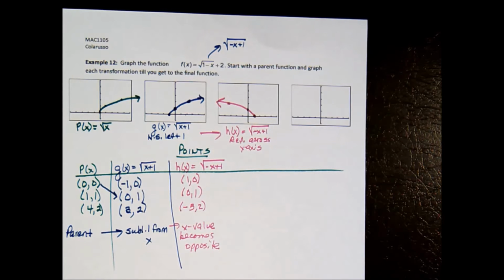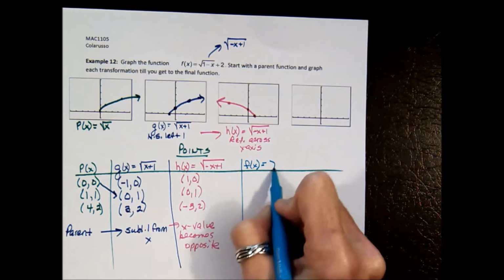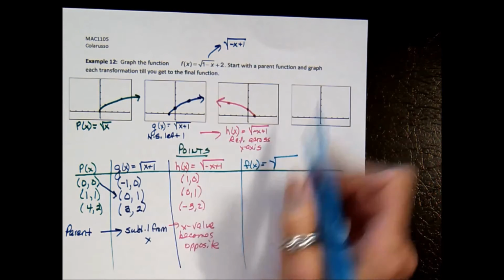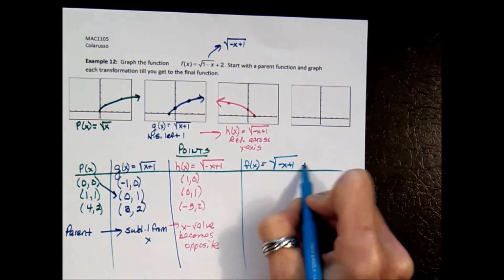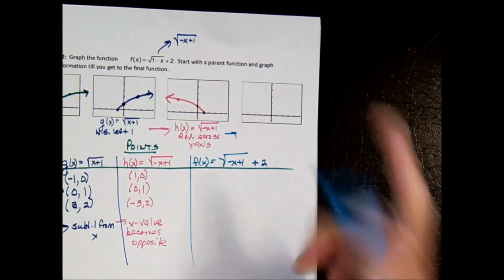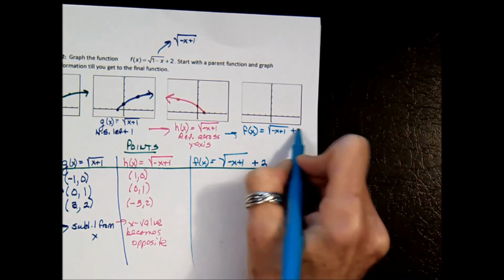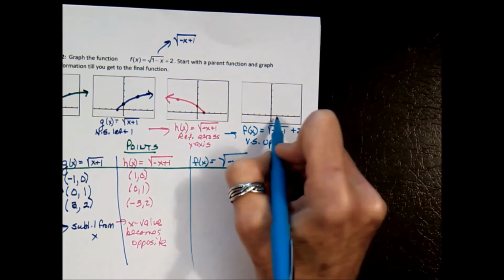Finally, I don't know what color I have left. We'll use this blue. Finally, we're going to graph our f of x, which is the same as that. So I can leave it like that, negative x plus 1, 1 minus x, same thing. But now I'm going to add a 2 on the end. Well, we know what that does. That is going to be our f of x equals the square root of negative x plus 1 plus a 2 on the end. That is a vertical shift up 2 from here. So it's going to go up 1, 2, and it's going to go like this.